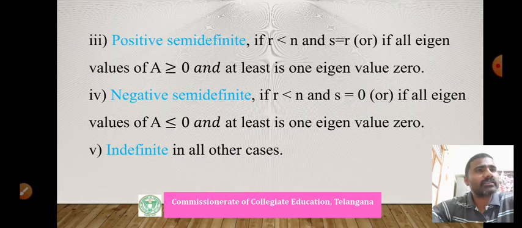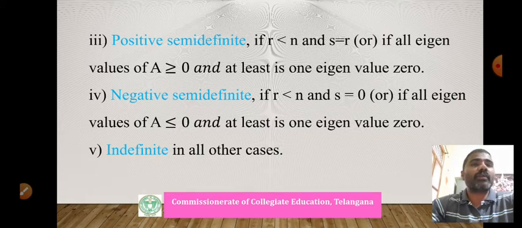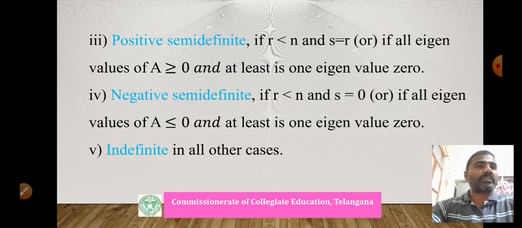Or in other words, the eigenvalues of A are greater than or equal to 0, and at least one eigenvalue is 0. Then we say that the quadratic form is positive semi-definite. Some terms will be 0, and the terms which are non-zero are positive. Or otherwise, all eigenvalues of A are greater than or equal to 0 and at least one eigenvalue is 0.